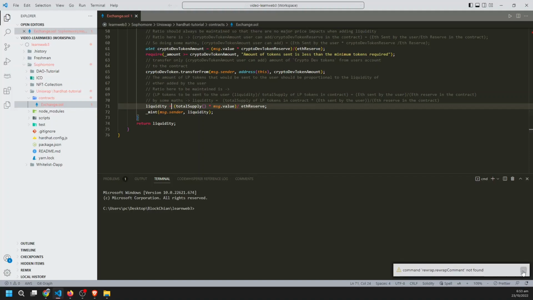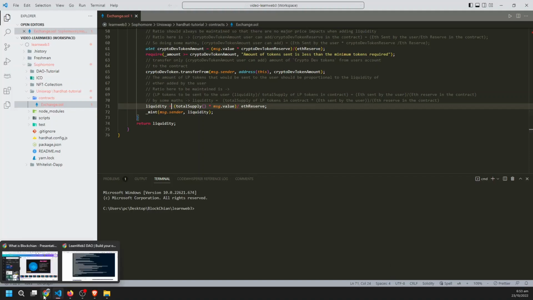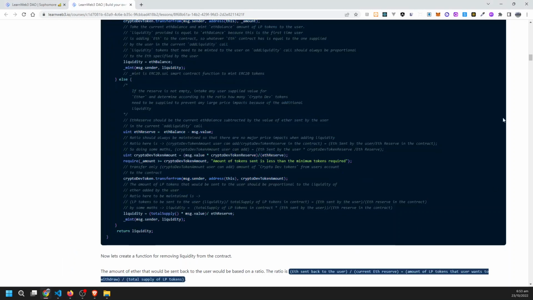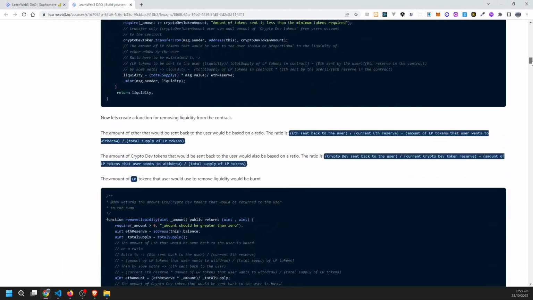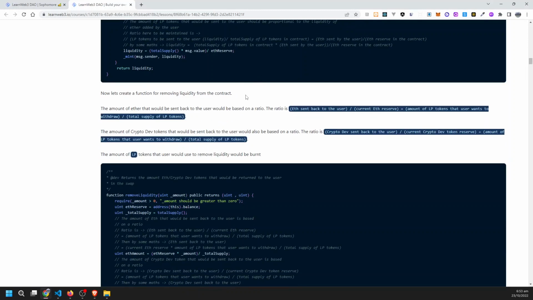Now let's see the documentation. Now let's create a function for removing liquidity from the contract.